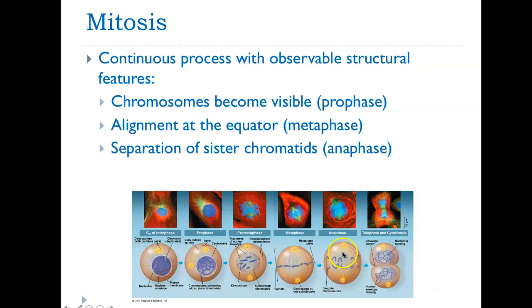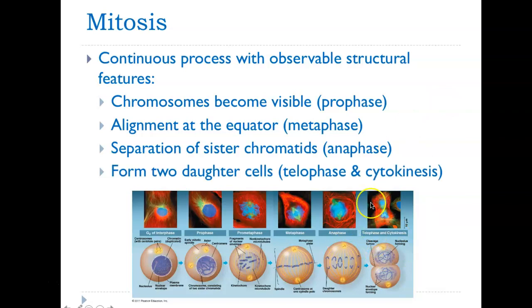All right, anaphase is the separation of sister chromatids. Anaphase starts with an A. The word apart starts with an A. That's how I remember anaphase. Sister chromatids, which is a chromosome and its copy, actually get pulled apart. And then telophase and cytokinesis is where the nucleus divides and then the cytoplasm divides.